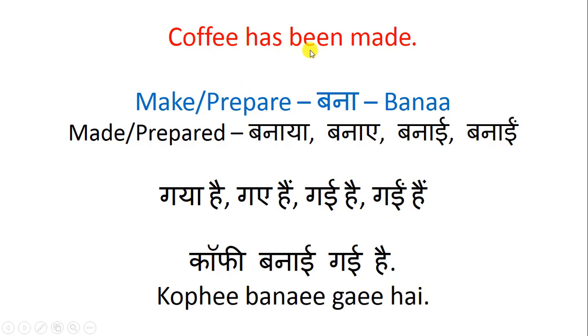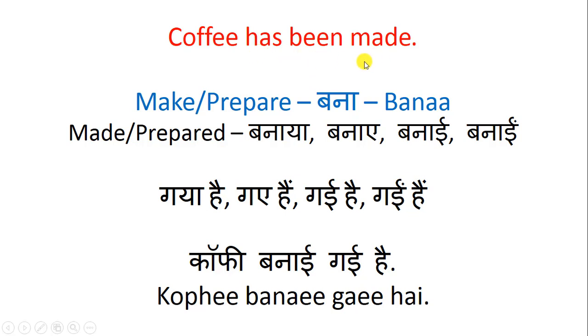Now, coffee has been made. Coffee is the subject. This is feminine in Hindi. So after this, there is no post position. So according to the gender of this, we will be selecting this and this. So this is feminine, and we consider this as singular. Coffee. This is for feminine and singular, banai. And then for feminine singular, we have gayi hai. So coffee banai gayi hai is coffee has been made.